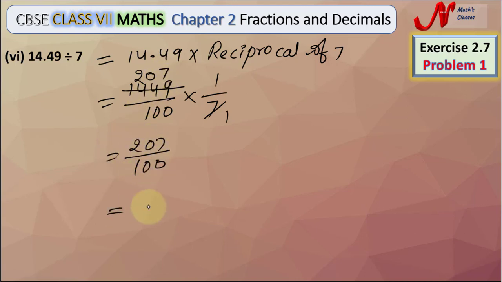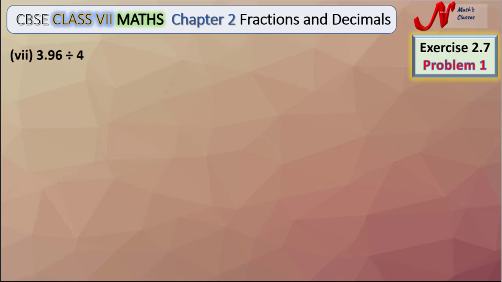In the final result, we keep the decimal point from right to left after 2 decimals. Therefore, 14.49 divided by 7 is equal to 2.07. Now we solve the seventh bit.